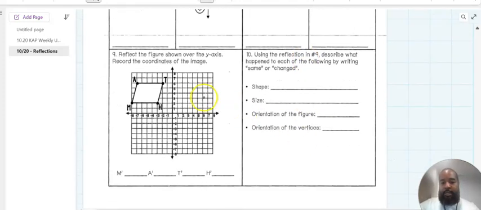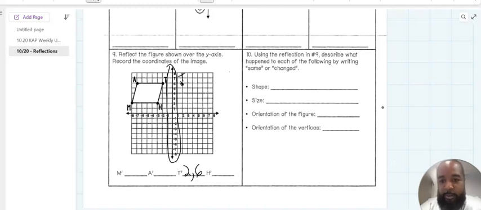Let's look at number 9. They want us to be able to reflect this over the y-axis. So to reflect over the y-axis, remember, once again, if it's in the name, it stays the same. So that means the y value stays the same. The x value changes. So if T is -2 comma 6, then T prime will be 2 comma 6. Okay, so then I go up here and put a point for T.